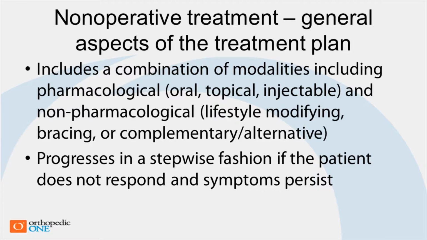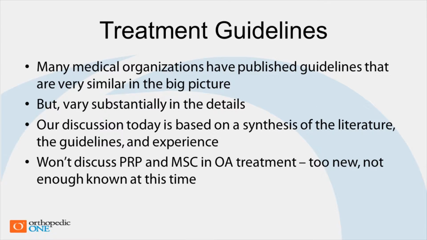And the way the progression of treatment goes is in a stepwise fashion, starting with the easiest things, and if the patient does not respond, and has continued symptoms, to progress to the next level of treatment. Now, we'll mention something you may have heard of, and those are called treatment guidelines. And various medical organizations around the world and different specialties have published guidelines. And what I would tell you, if you look these up, the big picture looks the same, but they vary substantially in the details. So what I'm going to tell you today is sort of a synthesis of what the literature says, what the guidelines say, and what my practical experience is in treating osteoarthritis non-operatively.